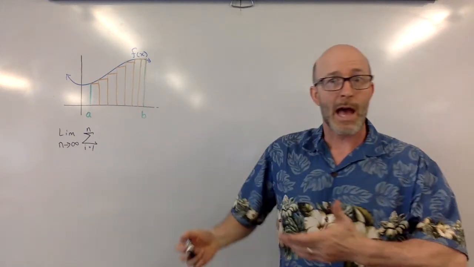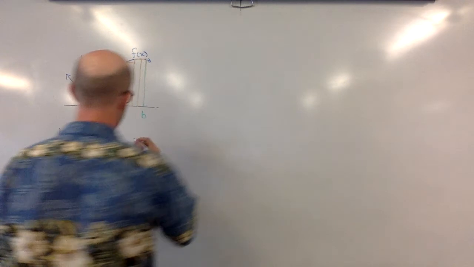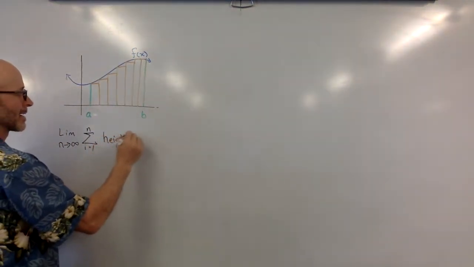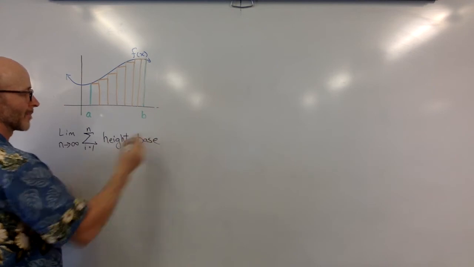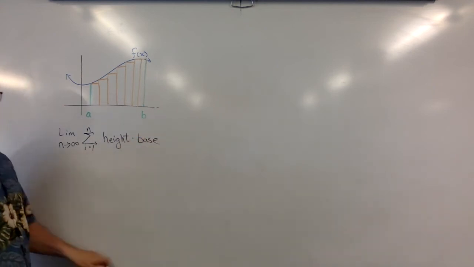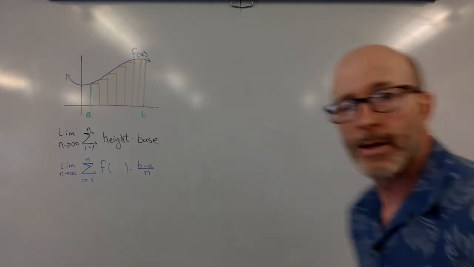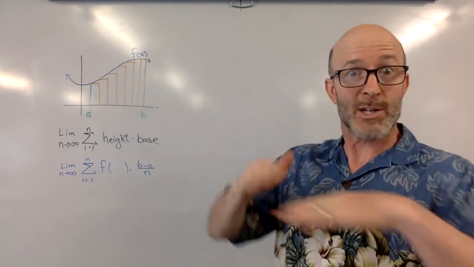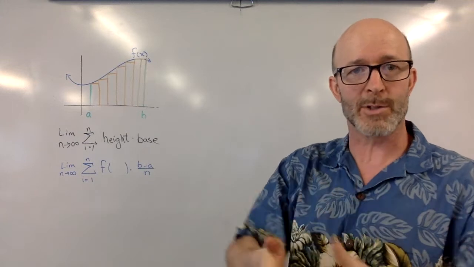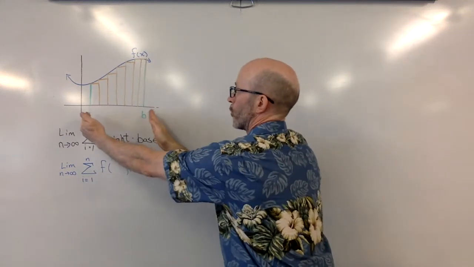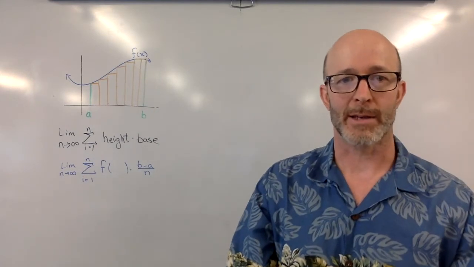Now we need to know, how do you get the area of a rectangle? And that's pretty easy. We say the height times the base. However, when we're talking about this in terms of mathematics, how do we actually get the height and the base? Well, the height's just the function. The actual function tells you how high up it goes, the y value, the height of it. The base is the total width divided by the number of rectangles.